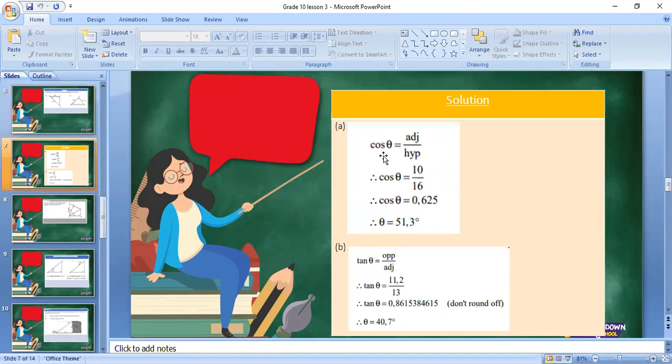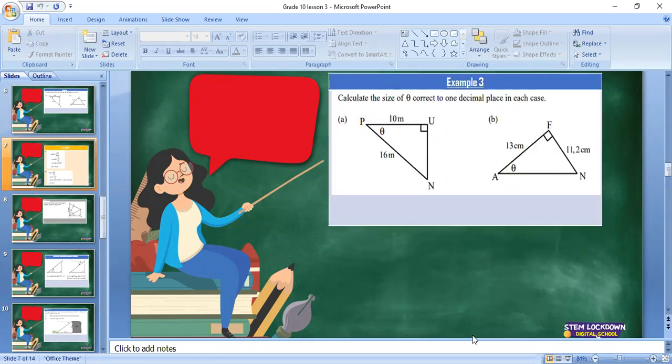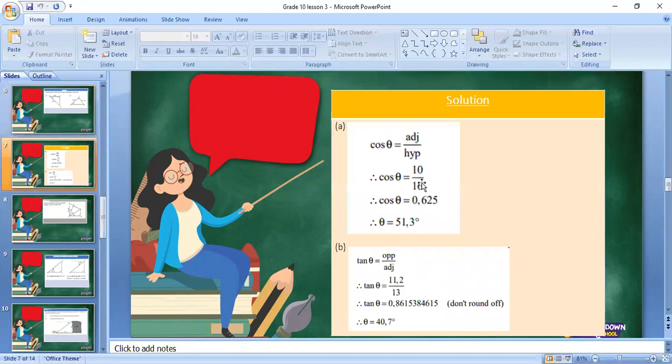Okay, so now we use cos theta because the two sides we are dealing with are adjacent and hypotenuse. Again, why did we use cos? Because the ratio that has adjacent and hypotenuse is cos. Then we say cos theta equals adjacent over hypotenuse. Adjacent is 10, hypotenuse is 16.